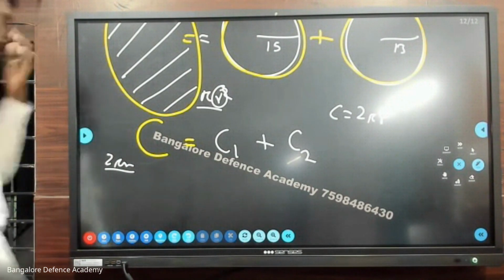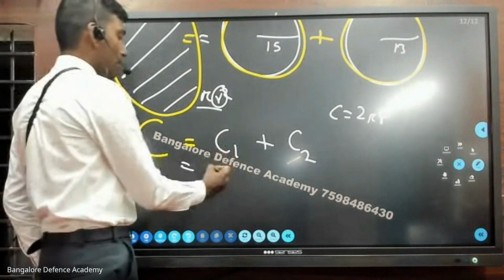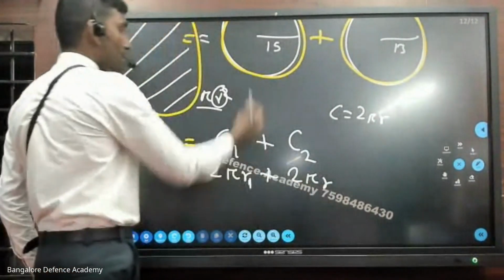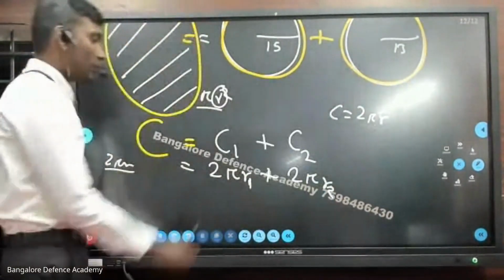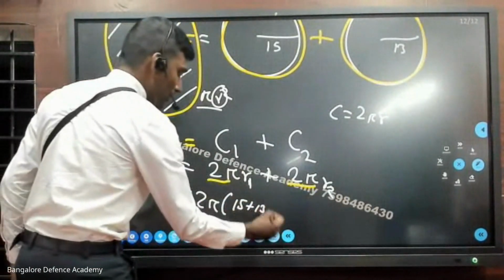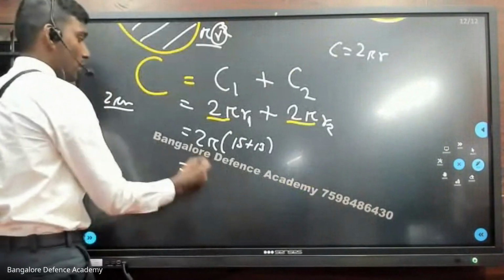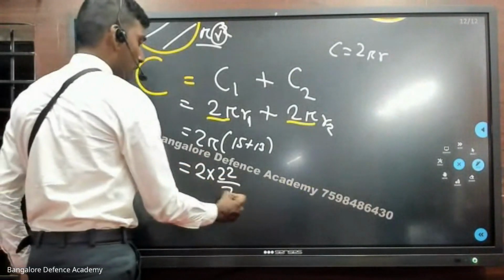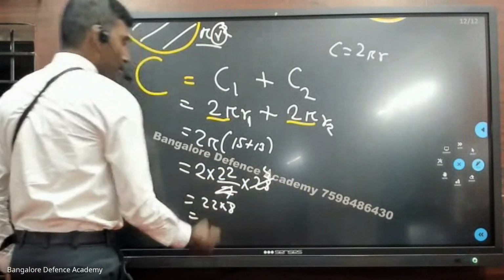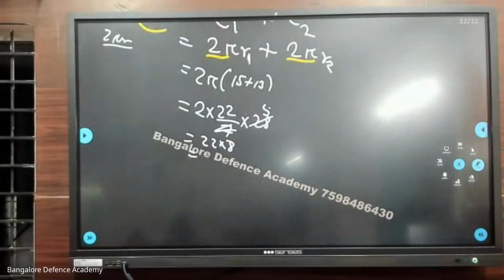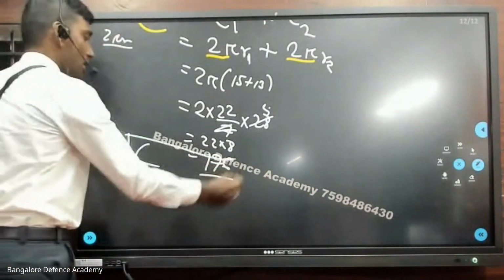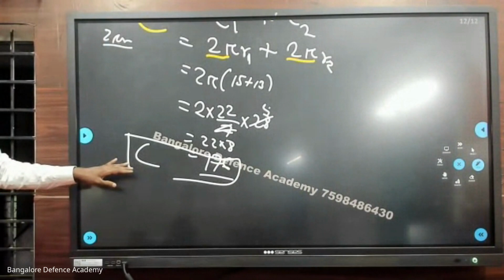Okay, look here. See, once again, you are doing the same mistake. Circumference formula is what? 2 pi r. Here R1 is 15 and R2 is how much? 13. What is common here? Take common 2 pi outside. Now 15 plus 13, how much you get? Yeah, 28. So 2 into 22 by 7 into 28. 28, this is 4. 4 2s are 8. 22 into 8, how much you get? 176. That's it. Circumference of the bigger circle is 176.